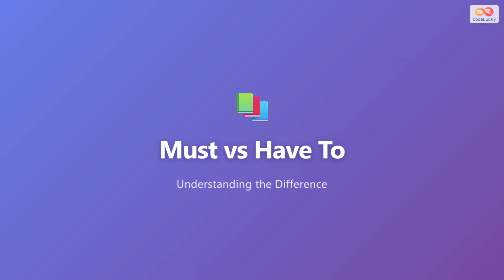Today, we will learn about the difference between must and have to. Both words show obligation or necessity, but they have different uses. You use must when you feel something is necessary yourself. You use have to when the necessity comes from outside, like rules or other people.